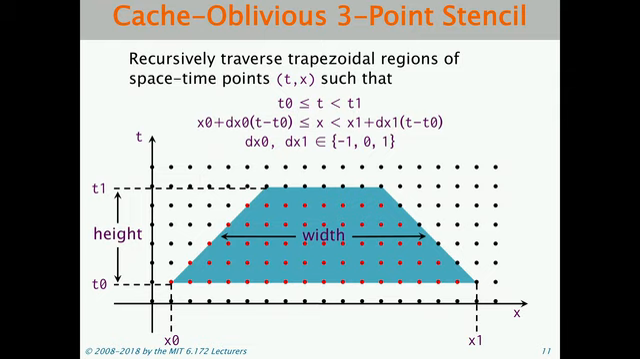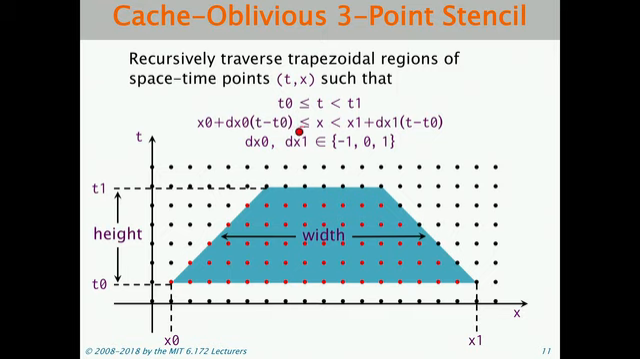And recall that a trapezoid has a top base and a bottom base. And here, the top base is at t1. The bottom base is at t0. And the height is just t1 minus t0. And the width of a trapezoid is just the width of it at the midpoint between t1 and t0. So at (t1 plus t0) over 2.